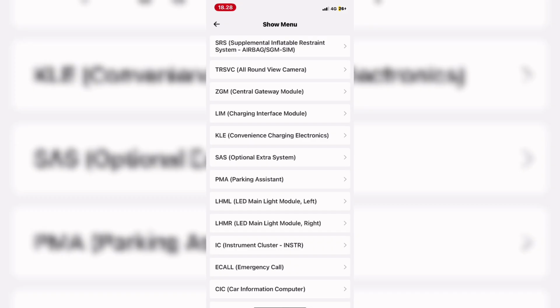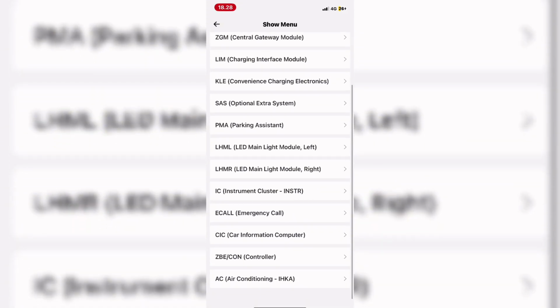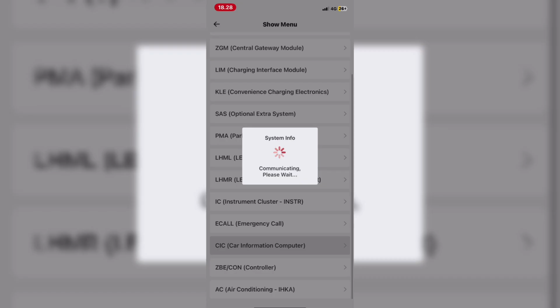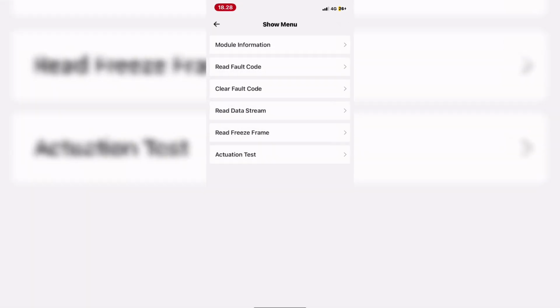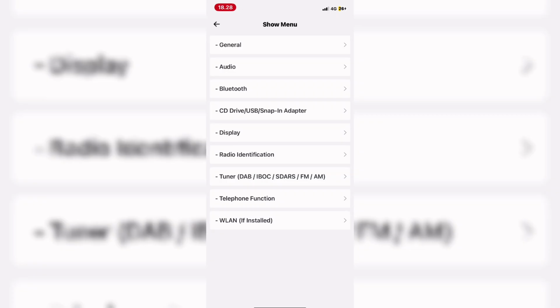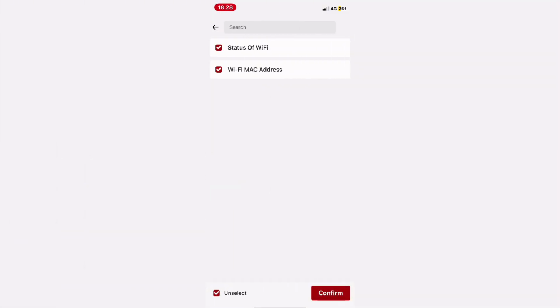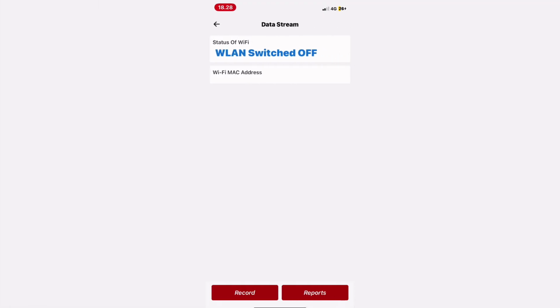You can look at module information. It doesn't really give you much help usually, but if you need to replace a module, you can find out some information about when it was replaced. What you can do as well with module information, with this scan tool and any other scan tool, is see if someone has changed it after the car was made.